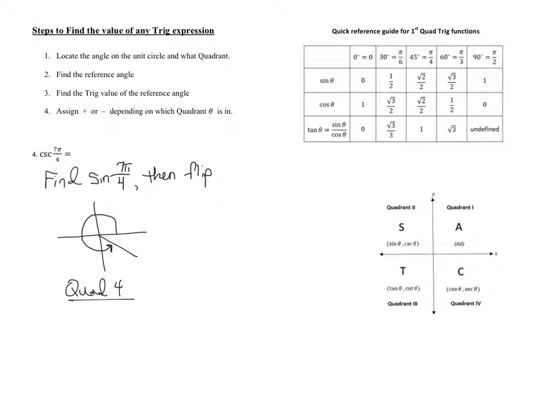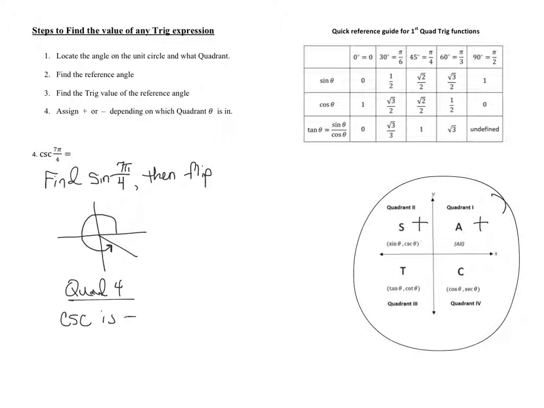Okay, so let's look. We have sine and cosecant. So if we look at our chart over here, this tells you where it's positive. Sine and cosecant are positive in quadrants 1 and 2. So we know that in quadrant 4, it's negative. So our cosecant is going to be negative. Okay, so let's start looking at the sine of 7 pi over 4. We need to first find our reference angle. So our reference angle is going to be pi over 4. All right, so let's find the sine of pi over 4.